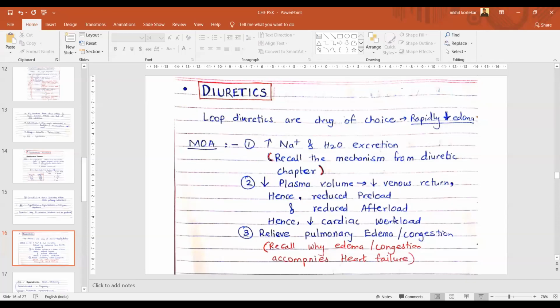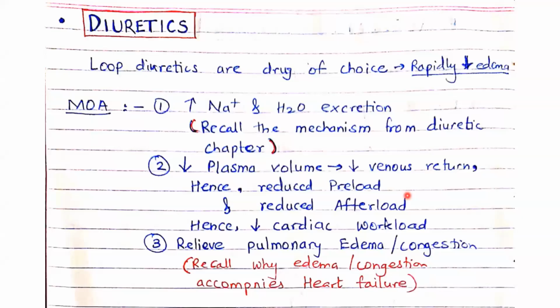So after learning angiotensin converting enzyme inhibitors, that is ACE inhibitors, and ARB, that is angiotensin receptor blockers, we will start with diuretics as a treatment strategy for congestive heart failure. The drugs of choice are loop diuretics, though chlorothiazide and hydrochlorothiazide are also used for the treatment.